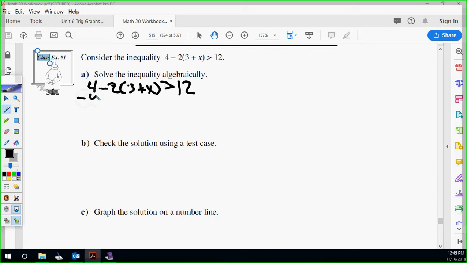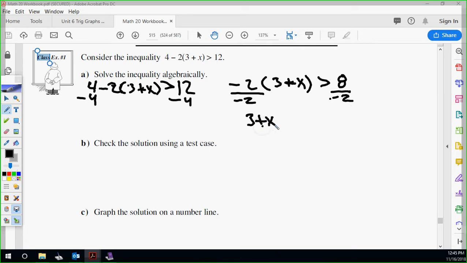The first thing I'm going to do is subtract the 4. So I have negative 2 times (3 plus x) greater than 8. Now what would you do? I probably wouldn't distribute. You could. I would divide by the negative 2 now. But when you divide by the negative 2, what do you have to do with inequalities? You have to flip it, because you divided by a negative. So it's going to be 3 plus x is now less than negative 4. And we're almost done. Subtract the 3.